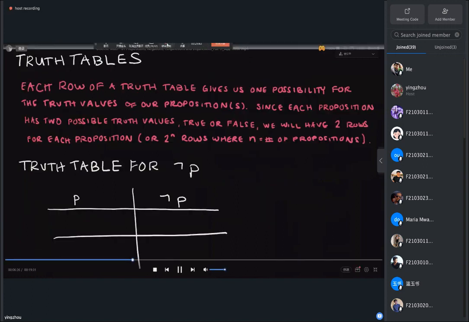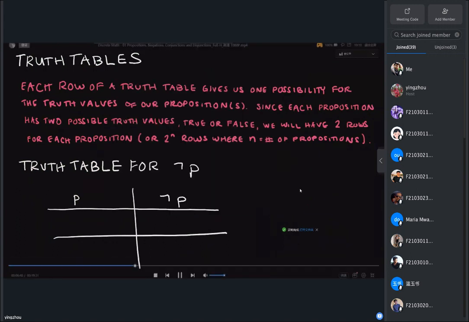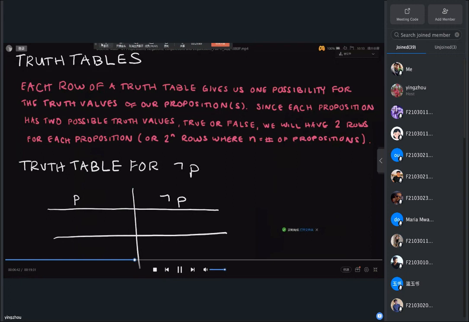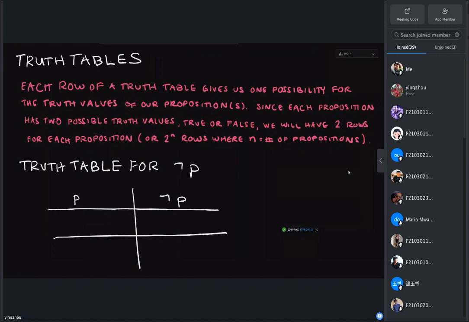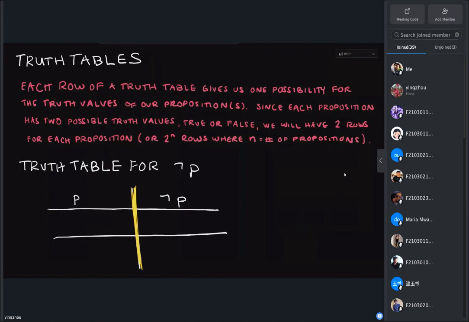So let's talk now about truth tables and how a truth table works. If we have a truth table, essentially what we have is a row for each possibility of the truth values of our proposition. I want you to think of this as having two parts. This is a very, very basic truth table that we're going to do. The left side of our truth table has all of the combinations of the truth values for our propositions.